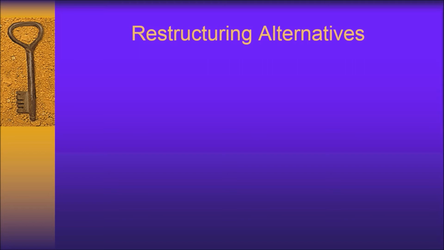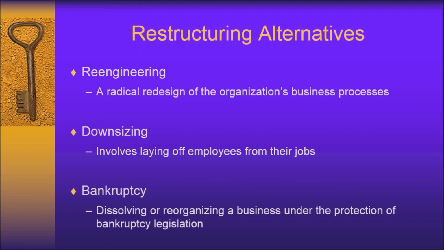Restructuring alternatives. Re-engineering: a radical redesign of the organization's business processes. Downsizing: involves laying off employees from their jobs. Bankruptcy: dissolving or reorganizing a business under the protection of bankruptcy legislation.